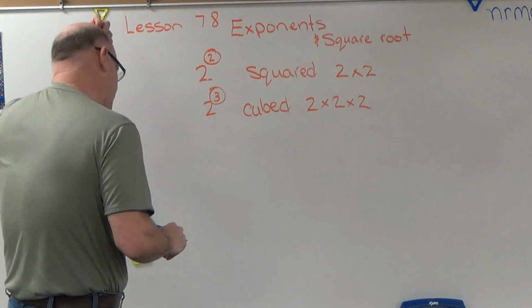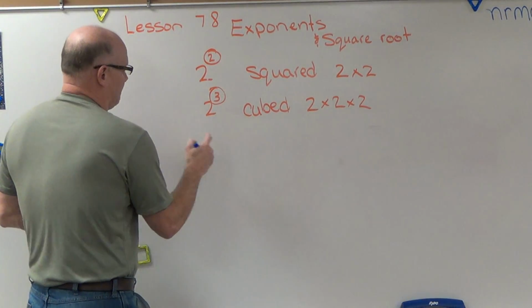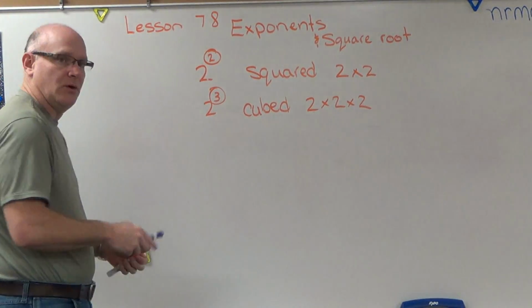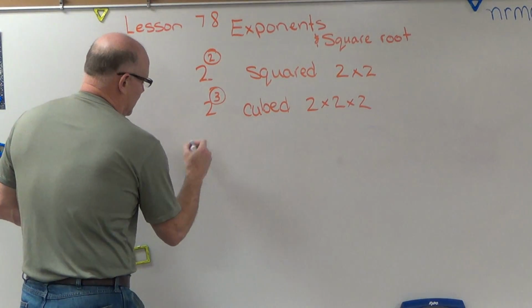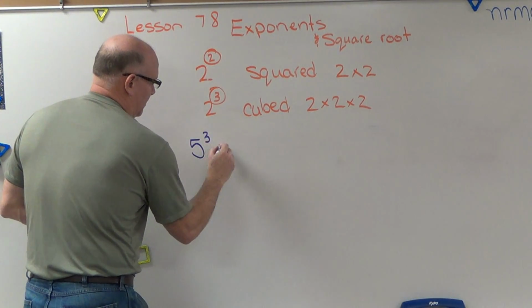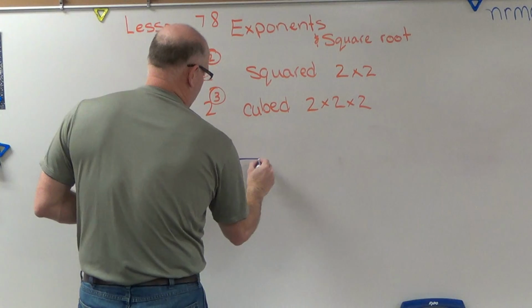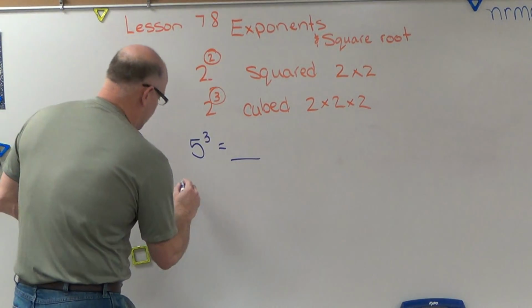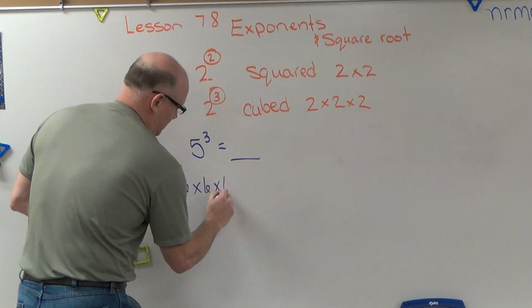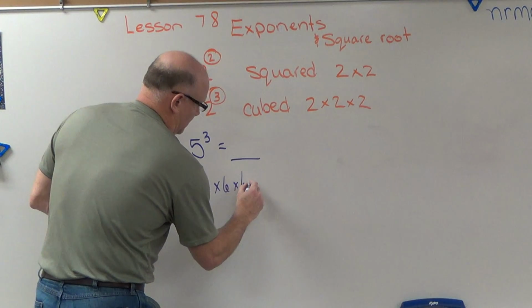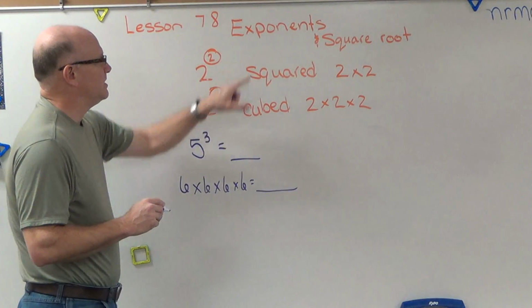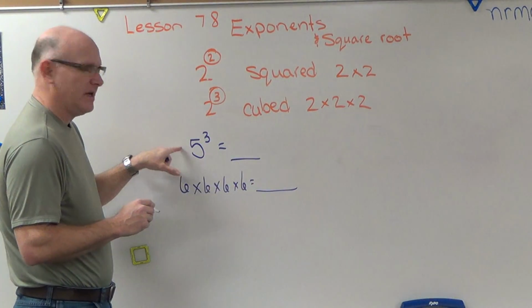Okay, so let's do a couple of quick problems here that I want you to solve on your homework sheet. Let's do 5 cubed equals what? And let's say, and I don't want you to solve this, I just want you to show this as an exponent. How would I write this in this form?